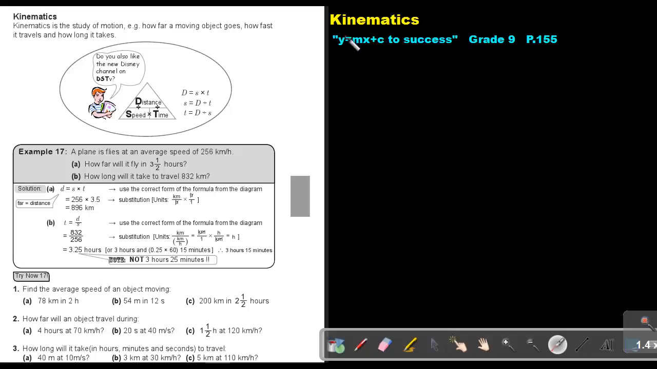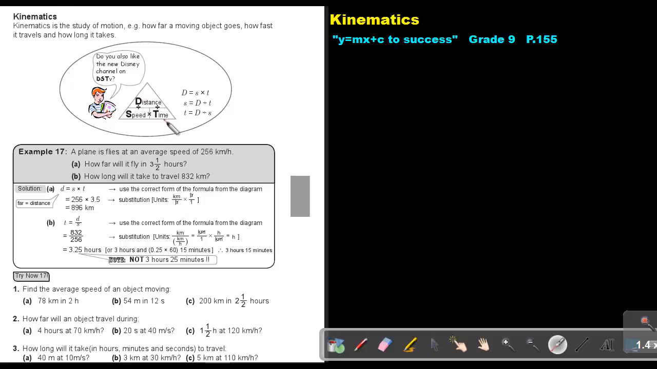Part 13, Kinematics. You will find this on page 155 in the Namibian Mathematics Grade 9 textbook, Y equals mx plus c to success. Kinematics is the study of motion, for example, how far a moving object goes, how fast it travels, and how long it takes. Okay, remember this distance, speed, and time diagram.